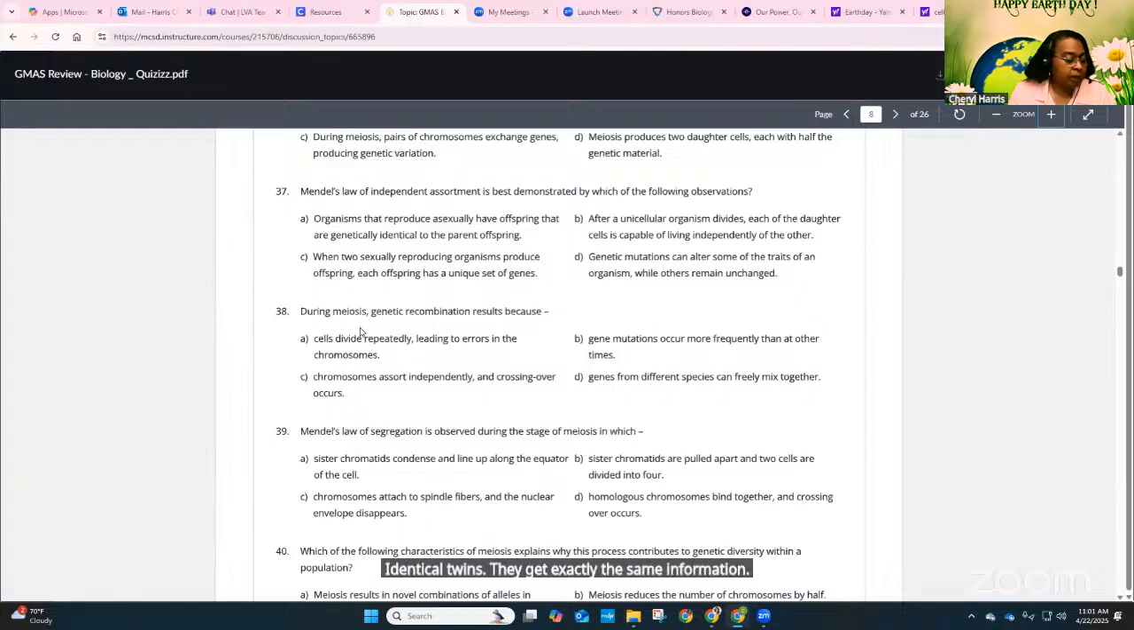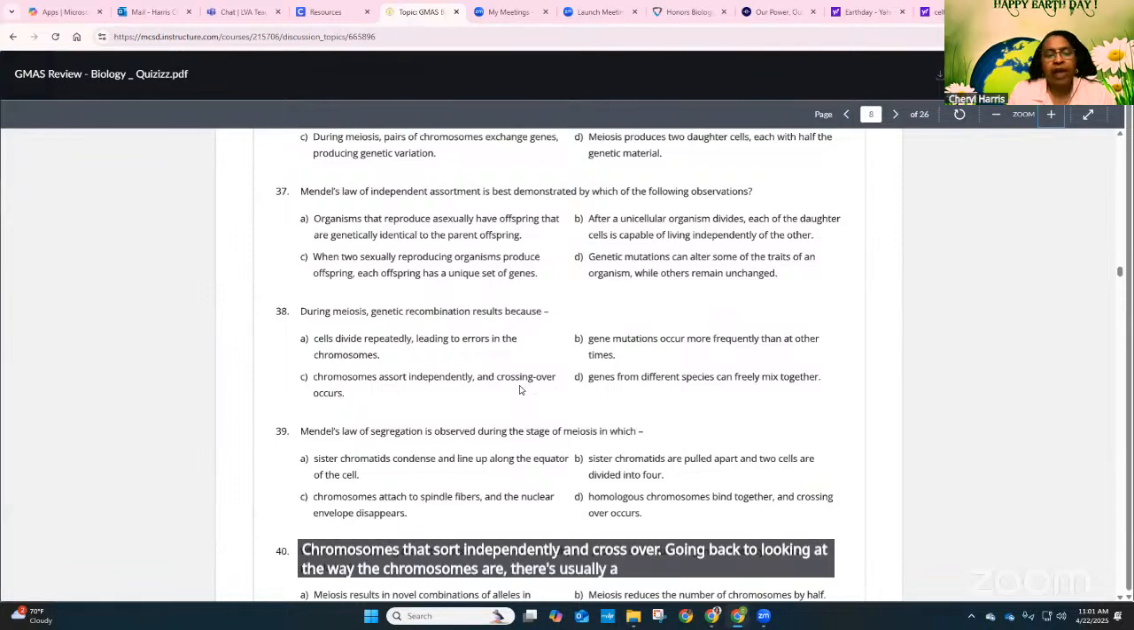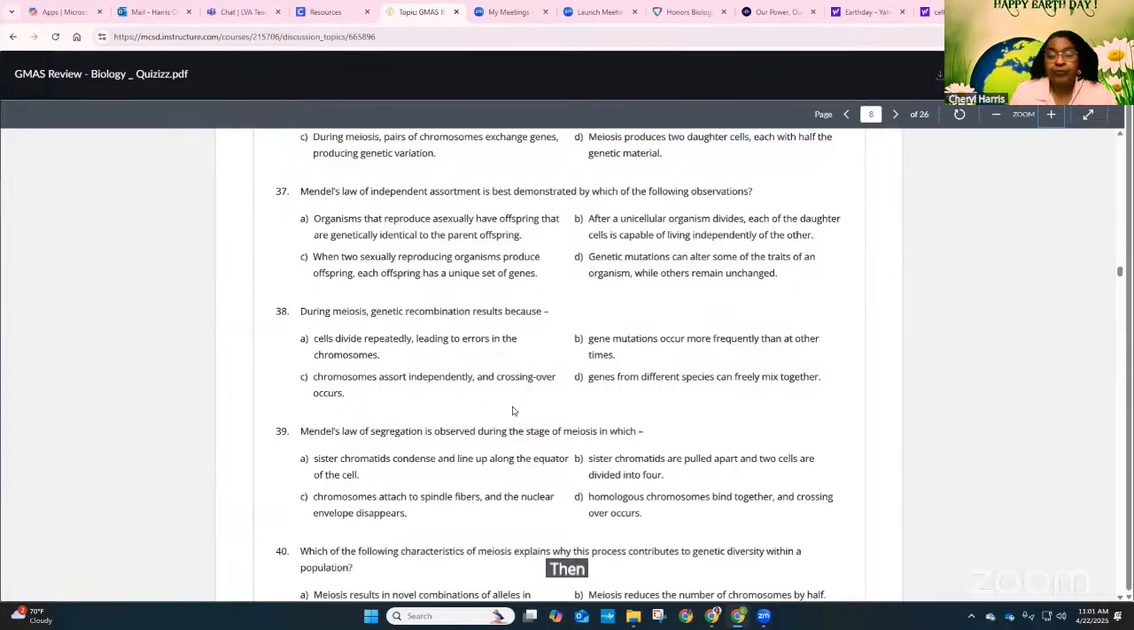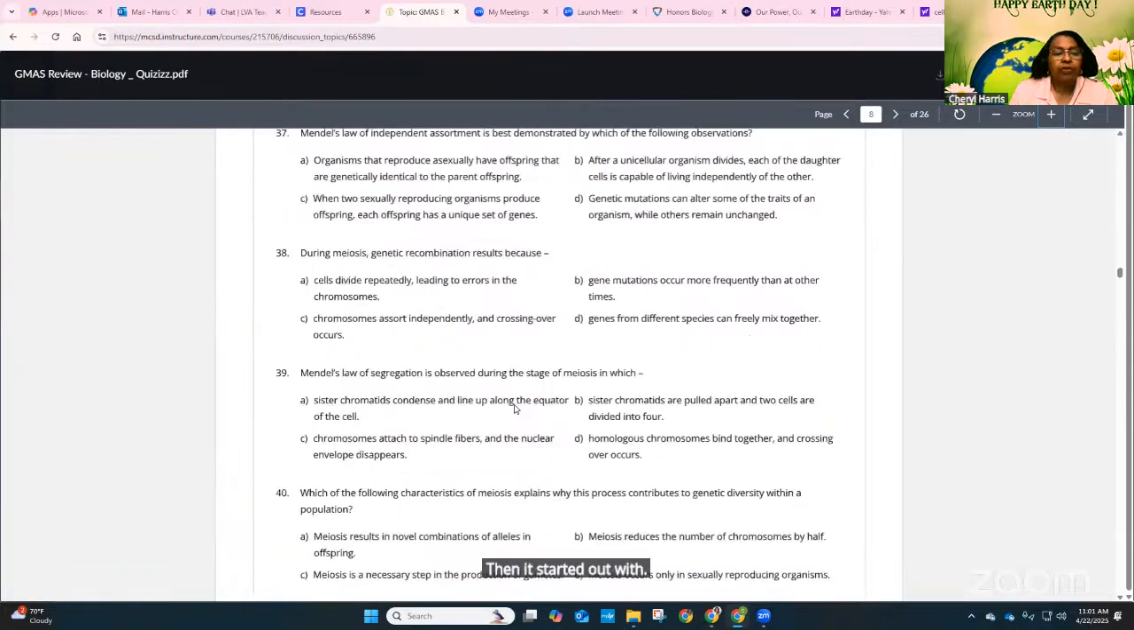All right, during meiosis, genetic recombination results from chromosomes that sort independently and cross over. Going back to looking at the way the chromosomes are, there's usually a little piece of the chromosome that switches places. So when they're together, a little tip on this end might switch places with a tip on the other end, and that's crossing over. So that will create a chromosome with different information on it than it started out with. All right, 39.